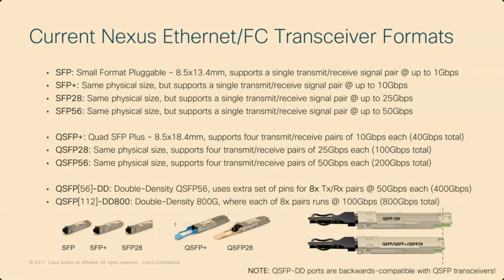When you see a QSFP-DD in Cisco speak, that is the 400 gig version. Technically, it's called QSFP56-DD. And for the 800 gig connections, we call it QSFP-DD800. Technically, it's QSFP112-DD, where each one of the signal pairs runs at a 112 SerDes rate.